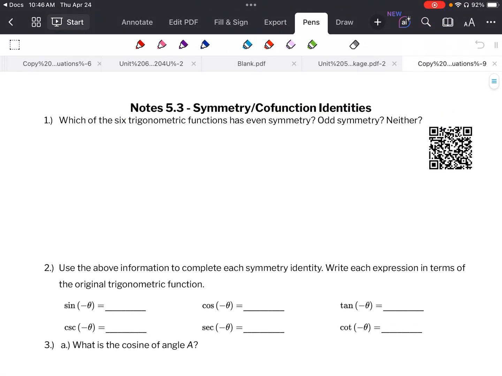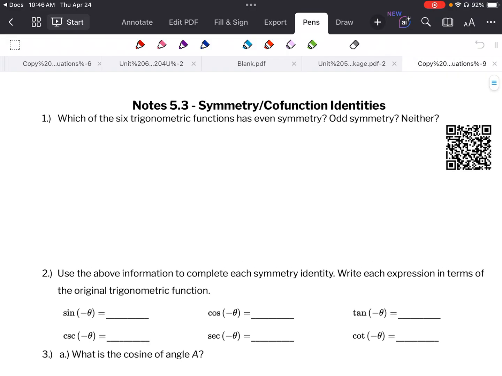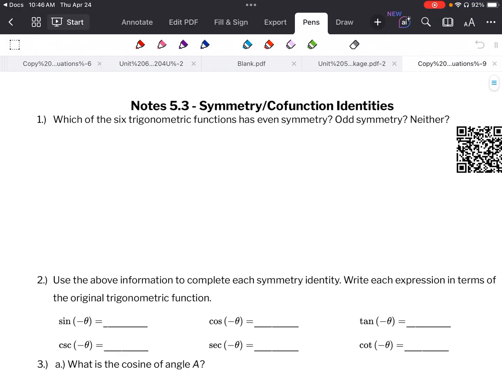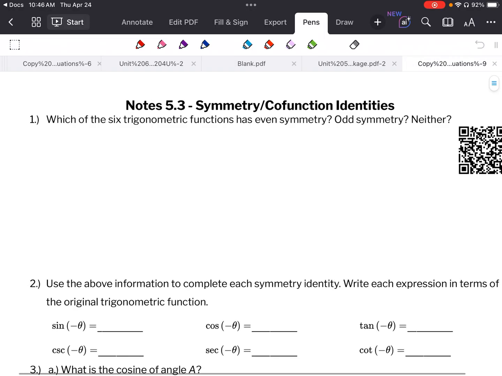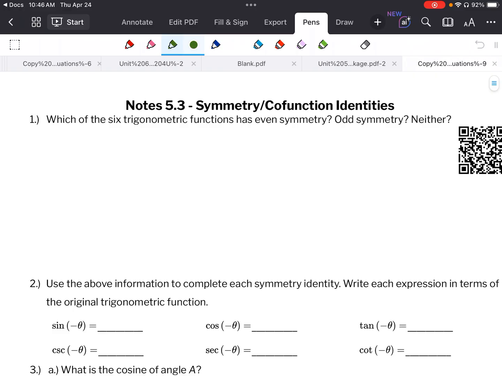Hello everyone, today we're looking at lesson 3 of our trig identities unit, and this is symmetry and cofunction identities. First thing we're going to do is figure out which of the 6 trig functions has even symmetry, odd symmetry, or neither. So I'm just going to quickly draw them. We're not going too in detail with the graphs of the 6 trig functions.